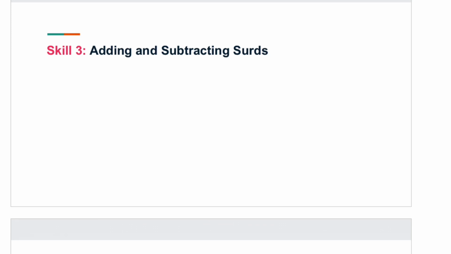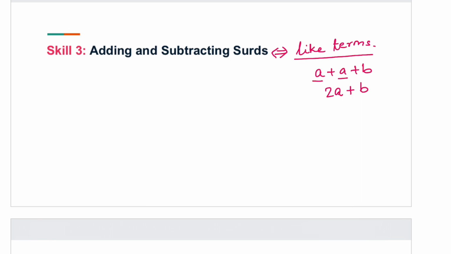When we are adding and subtracting surds, we need to make sure that we are treating them as like terms. What does that mean? In like terms, when you have a plus b, let us suppose you're simplifying that. You can only add a and a together. That becomes 2a, and b is a different variable, so it stays separate. The same rule applies when adding surds.